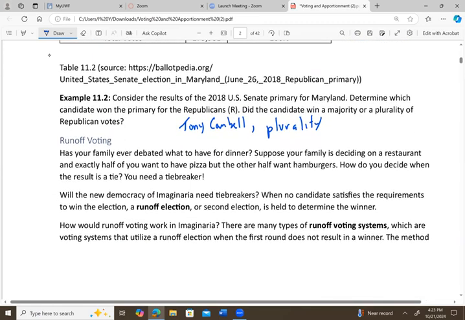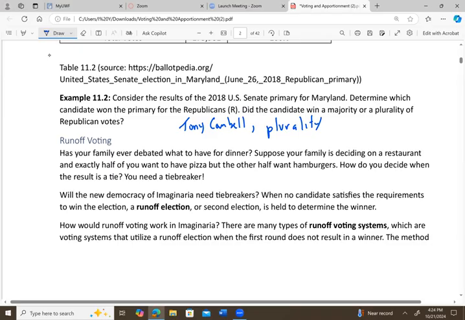The next type of voting method we look at is called runoff voting. Has your family ever debated what to have for dinner? Suppose your family decided on a restaurant and exactly half of you want to have pizza, but the other half want hamburgers. How do you decide when the result is a tie? You need a tiebreaker. Well, the new democracy of Imaginaria needs tiebreakers. When no candidate satisfies the requirements to win the election, a runoff election, or second election, is held to determine the winner. How would runoff voting work in Imaginaria?